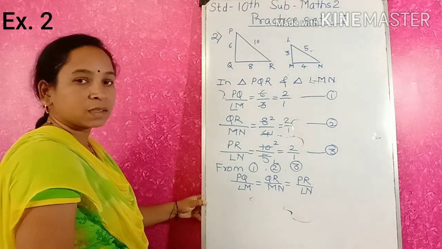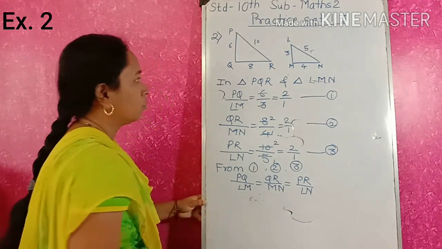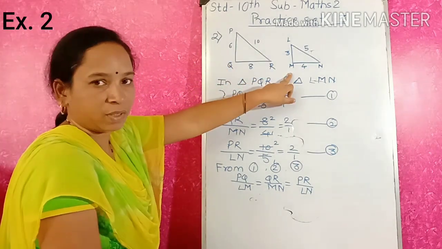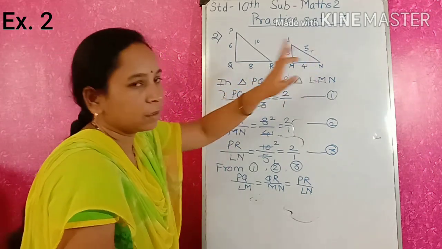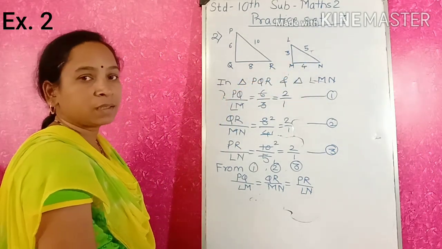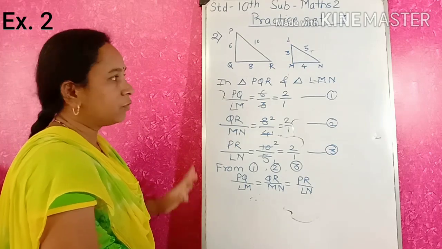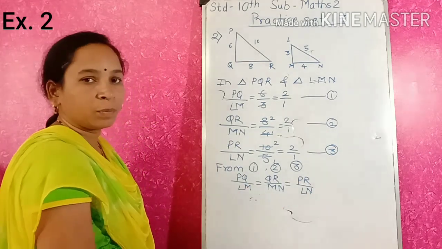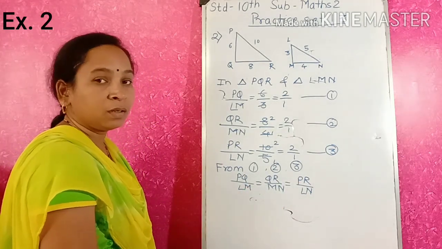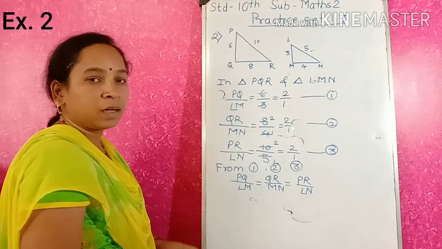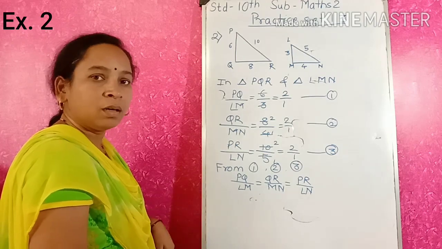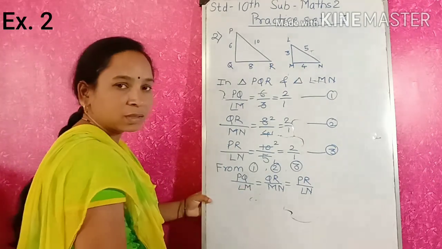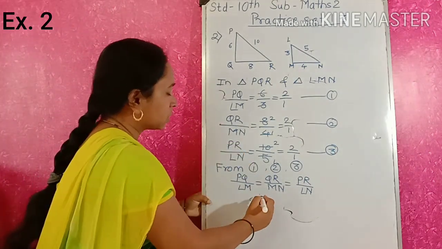So if all sides are in proportion, what is the correspondence? P is corresponding with L, Q is corresponding with M, and R is corresponding with N. Students, in this similarity lesson, the correspondence is very important. If you make mistakes in the correspondence, then these side ratios would be wrong. And if these side ratios are wrong, then the examples based on it will give you wrong answers. So here correspondence is very important. So I have written the side ratios. Now we'll see what the correspondence is.